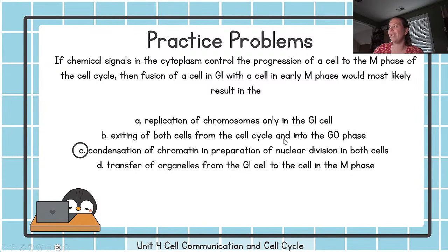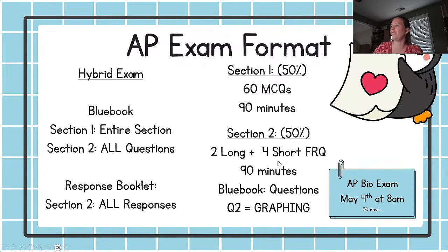B, you wouldn't really exit it. We don't have the signal that's going to cause it to exit. We're already past the G1 in this one, so we're already going through the process. So we already have the internal signal to say, hey, keep going. And then transferring of the organelles from one cell to the other isn't really what's happening because we're already past that. So that was all of our example problems.